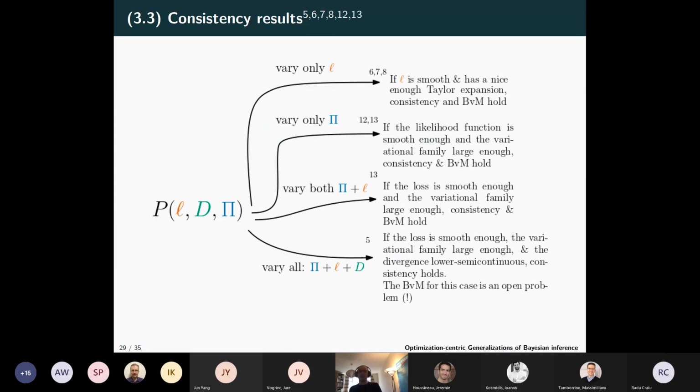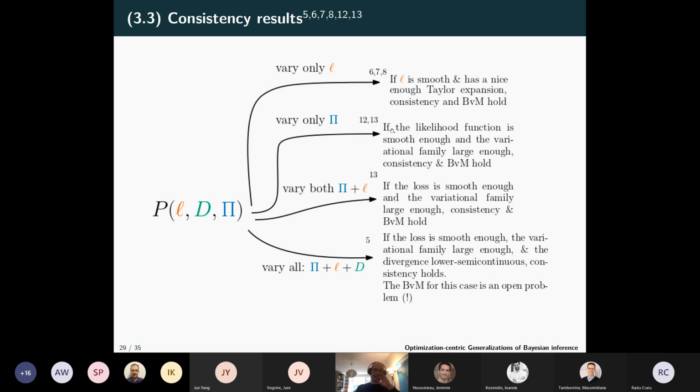Very roughly speaking, what do people know, what don't people know? If you only vary your loss function, and you stick with the Kullback-Leibler divergence and you optimize over the entire space of probability measures, then effectively you always get consistency. And if you get a nice enough Taylor expansion for your loss, you also get a Bernstein-von Mises theorem.